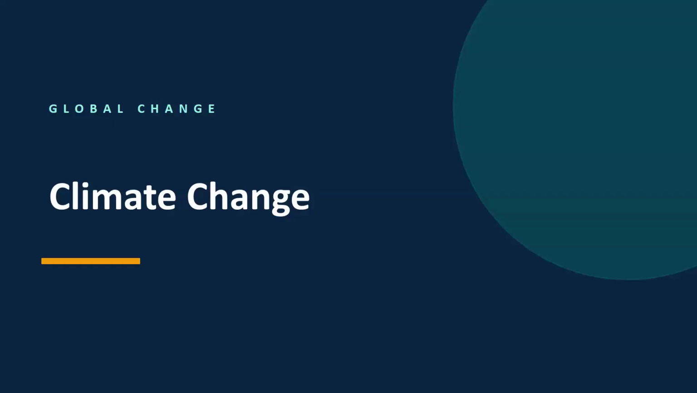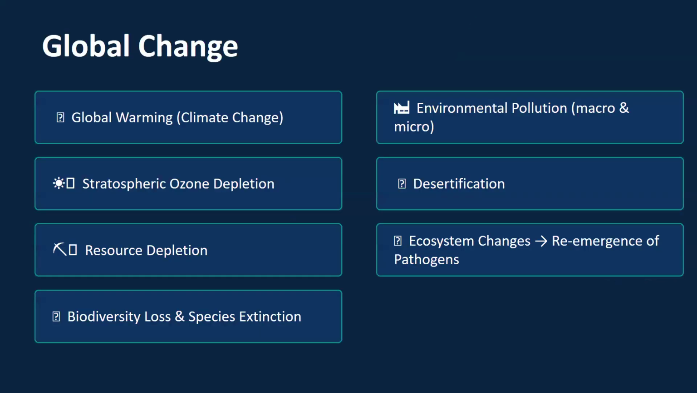And now we come to global change, which includes climate change. The term global change involves a range of things, starting from global warming, which is the climate change, and then environmental pollution at macro and micro level, catastrophic ozone depletion, desertification, resource depletion, ecosystem changes leading to re-emergence of pathogens, biodiversity loss, and species extinction. All of these are part of global change. But today, in the second part of the presentation, we have to focus on global warming, which is climate change.